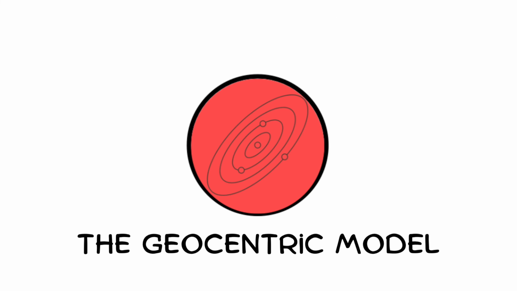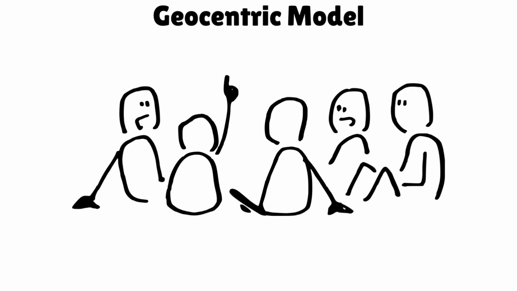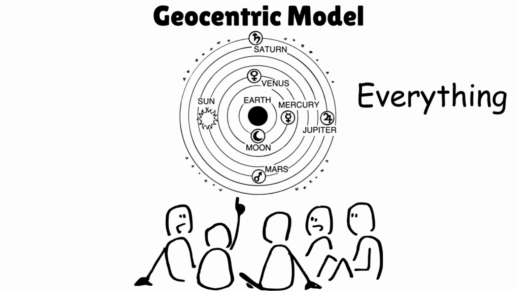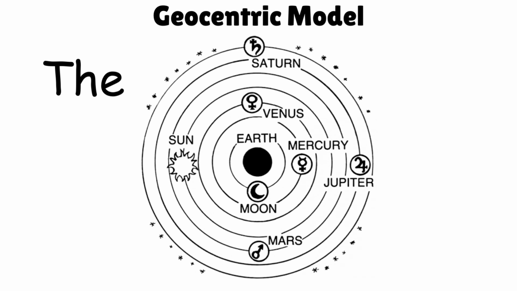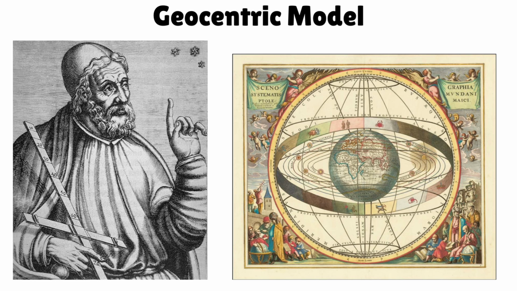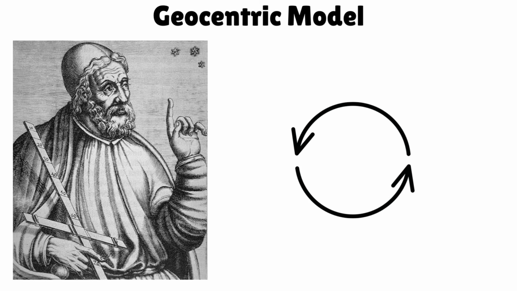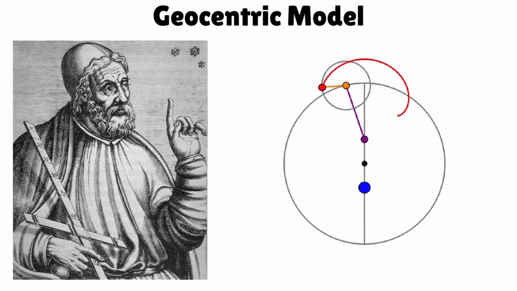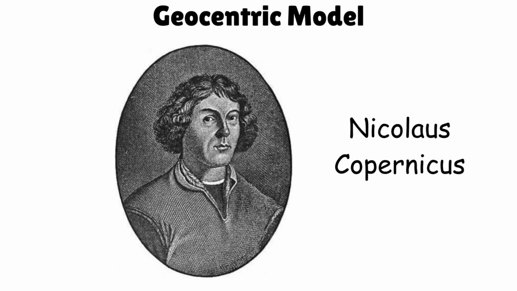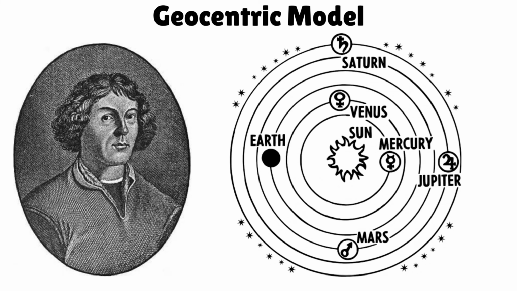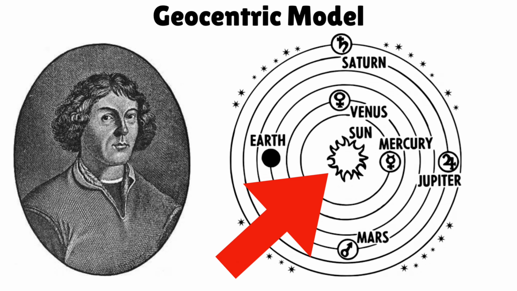The geocentric model. For centuries, people believed Earth was the center of everything. The geocentric model backed by Ptolemy showed the sun, moon, and planets all orbiting Earth in perfect circles. It explained the sky, sort of, but needed messy fixes like loops and epicycles to explain strange motions. Then Copernicus proposed the heliocentric model, the sun at the center.